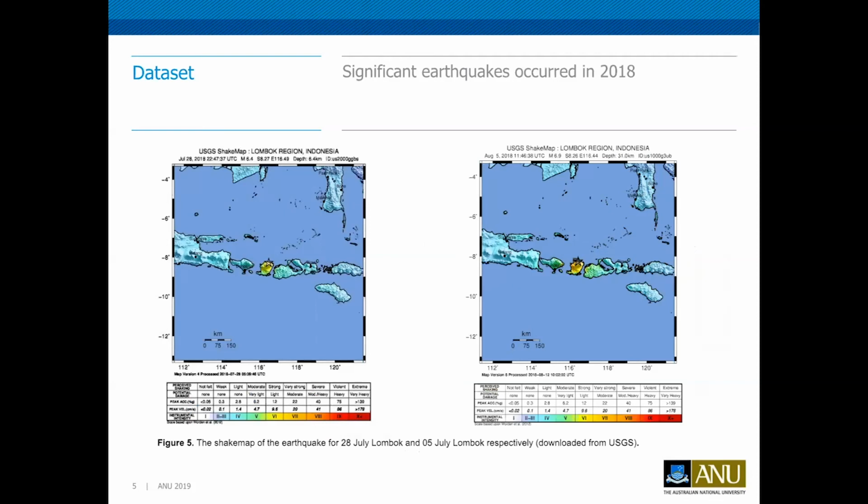The 28th of July 2018 earthquake occurred on the Thrust Fault, which is part of the Flores fault zone of eastern Indonesia. And the second, stronger event occurred on August 5th, 2018, possibly on an adjacent segment of the fault zone towards the west.